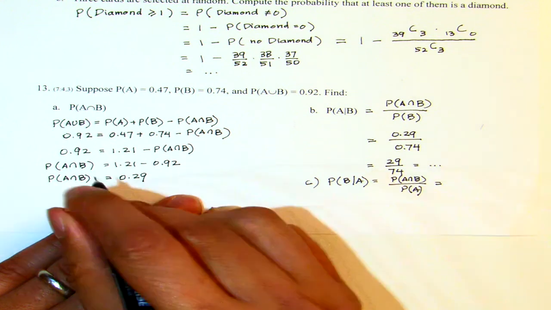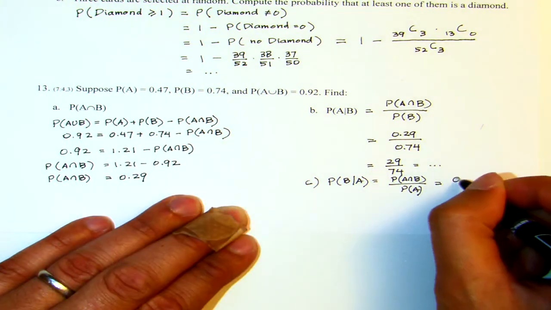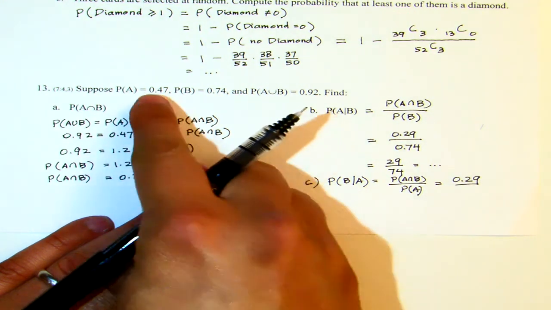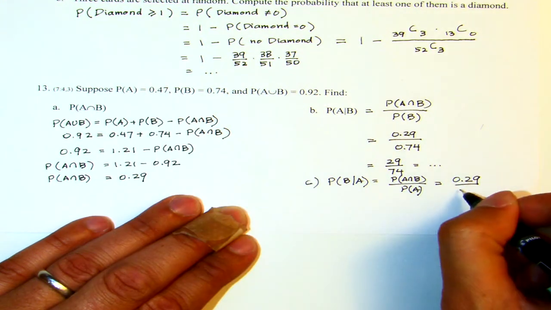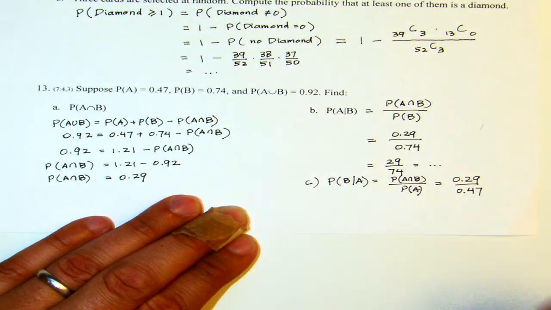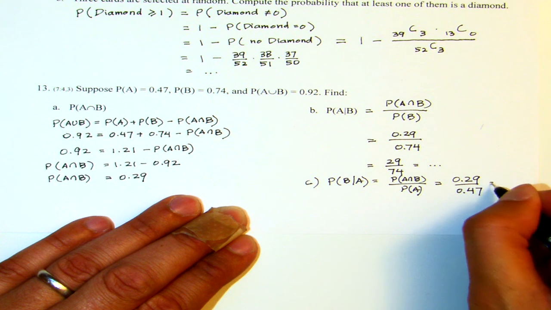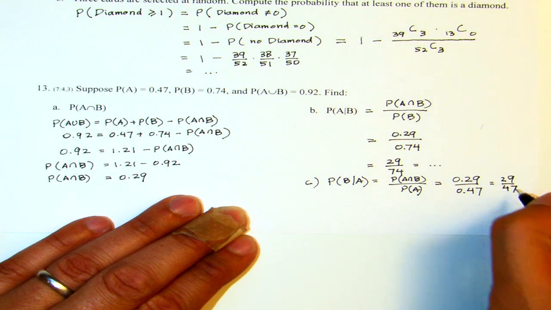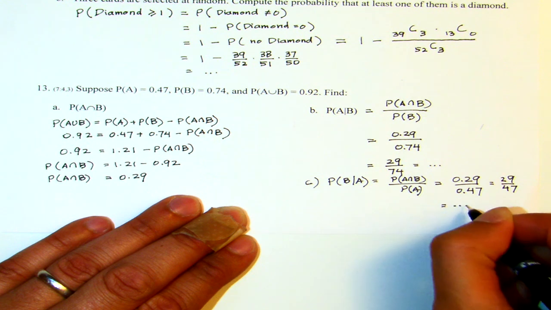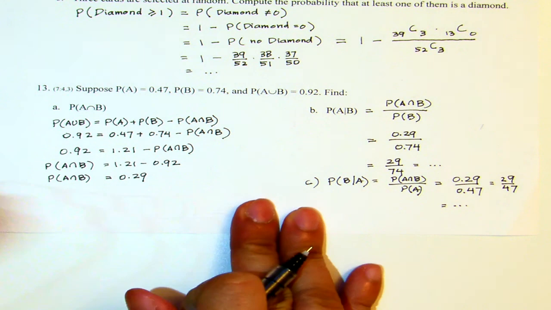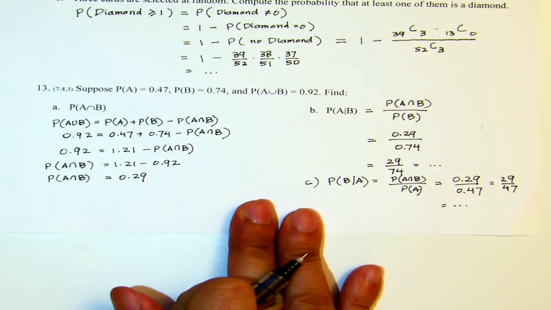Here, if I move on, from what we know, there is 0.29 over the probability of A, 0.47, which either I make into a fraction, 29 over 47, which I cannot reduce further, or you can also make it a decimal using your calculator. Okay, that's for this question number 13.